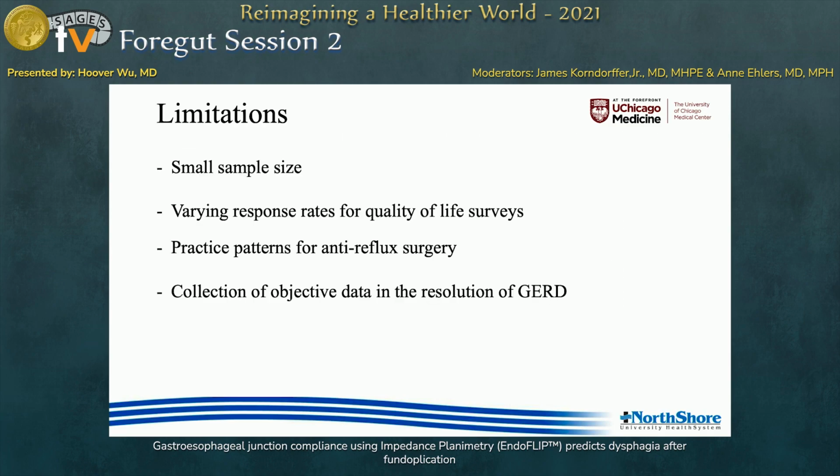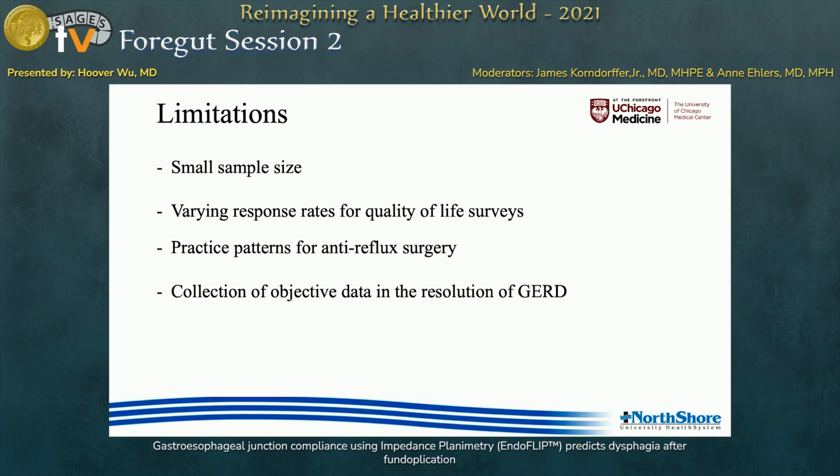So limitations of our study include a small sample size for comparison. Quality of life surveys are sent electronically on a routine basis to our patients. However, response rates did vary at all time points, which may introduce bias. Compliance was not always calculated by the impedance planimetry system, possibly due to the balloon not being centered on the lower esophageal sphincter or the balloon pressure being too low. So those calculations were done manually.